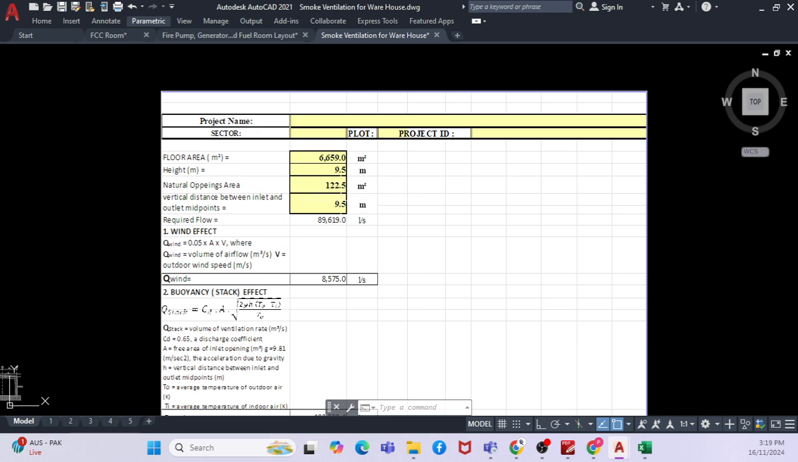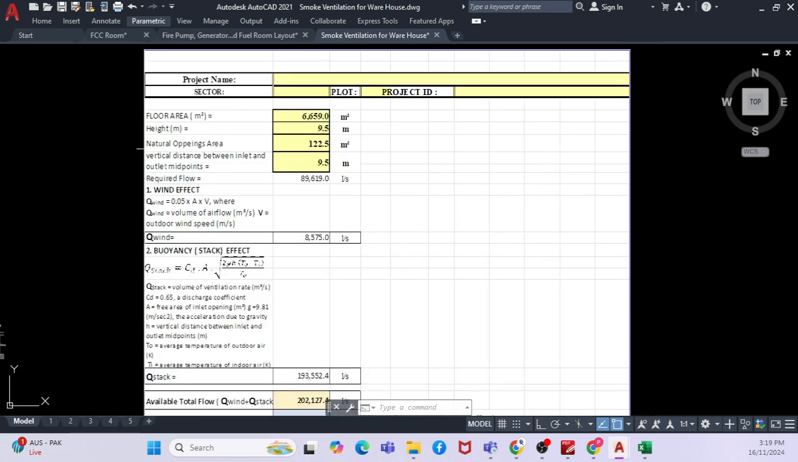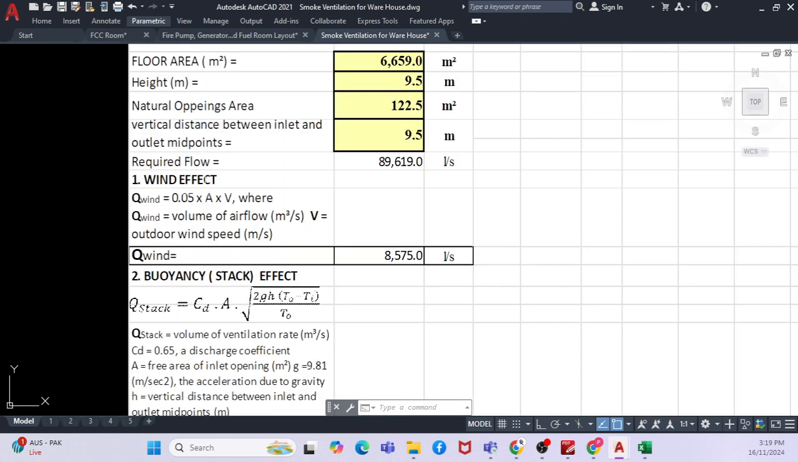You can also calculate, and they also check the wind effect, based on the buoyancy stack effect. This is also there as per ASHRAE, I guess. So you will enter the floor area, height, natural opening available, and there is a wind effect. There is an equation: wind 0.05 multiplied by A multiplied by V. You're going to check the wind effect, how much wind velocity, so how much air you're going to get from outside by means of wind effect.